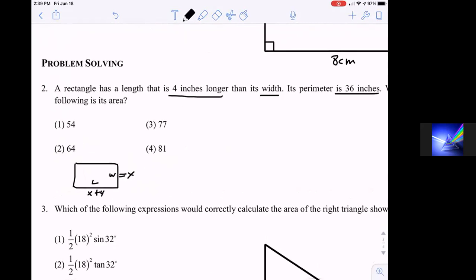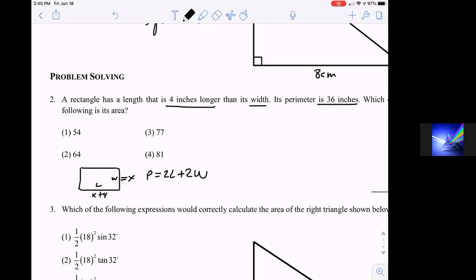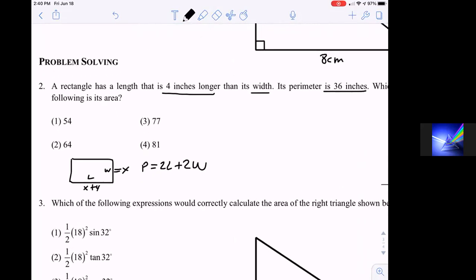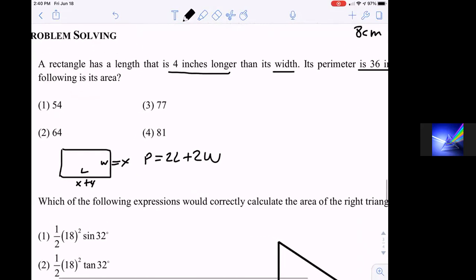Okay, now the perimeter is length plus width plus length plus width. Or it's 2 times the length plus 2 times the width. So what we'll do is we'll go ahead and use this to solve for x, and then we'll be able to figure out what the area of this is. So we have to calculate the area. Now the area of this is pretty easy. The area of a rectangle is just base times height.